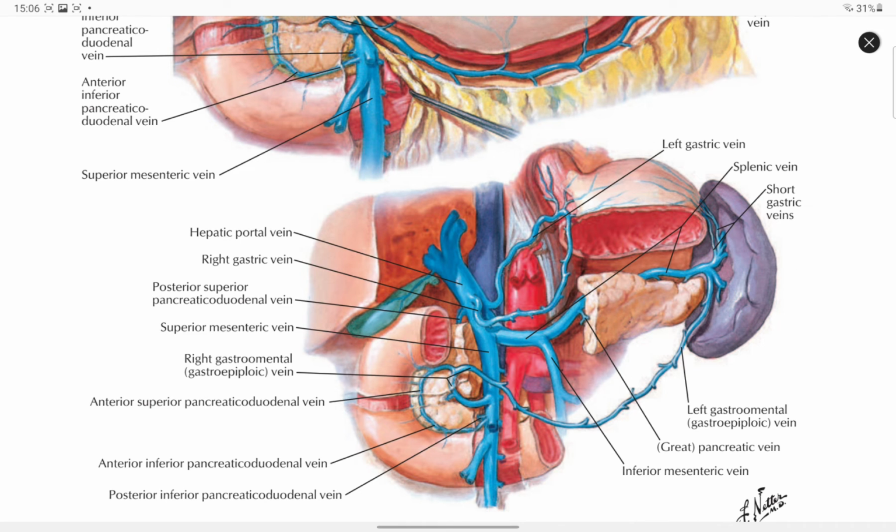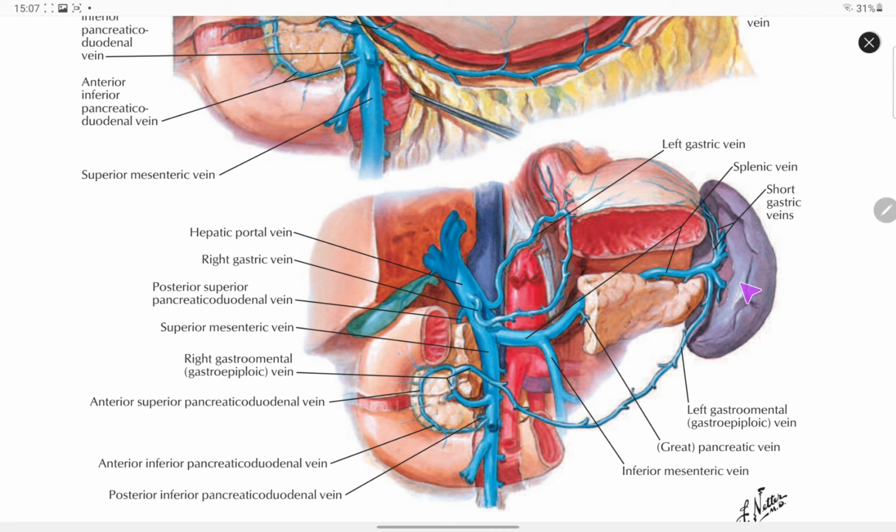Talking about the venous drainage, the splenic vein is formed at the hilum of the spleen, and it joins with the superior mesenteric vein behind the neck of the pancreas. This is the pancreas. Here is the neck of the pancreas, and it forms the portal vein. Its tributaries are the short gastric vein, then the left gastroepiploic vein, then the pancreatic vein, and the inferior mesenteric vein.